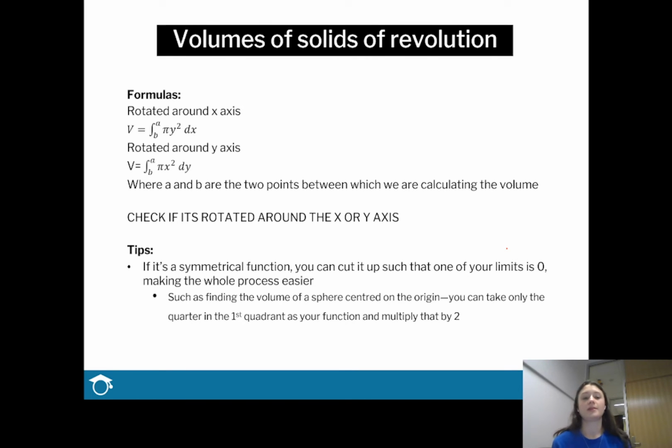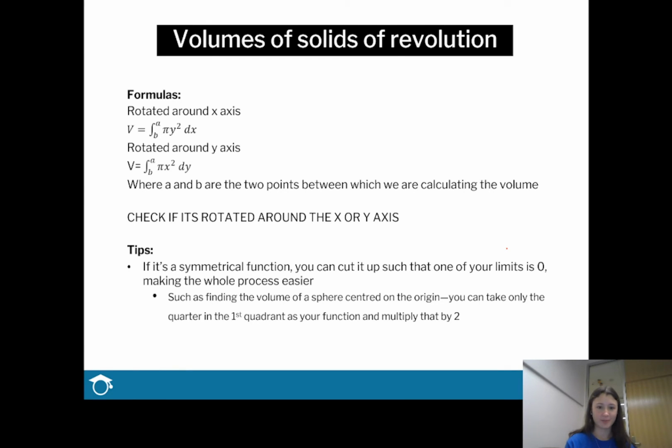So, the next topic is the volumes of solids of revolution. Those two formulas there for if the volume of solid of revolution is rotated around the x-axis or the y-axis are on your formula sheet, so you don't need to worry about that. A and B are the limits, the 2 points between which we're calculating the volume, and my biggest tip here, in all caps, is to check if it's rotated around the x or y axis. Many times it said it rotated around the y axis, and then I just completely disregarded that and went, oh, it's rotated around the x axis. No, it's not. No, it's not.